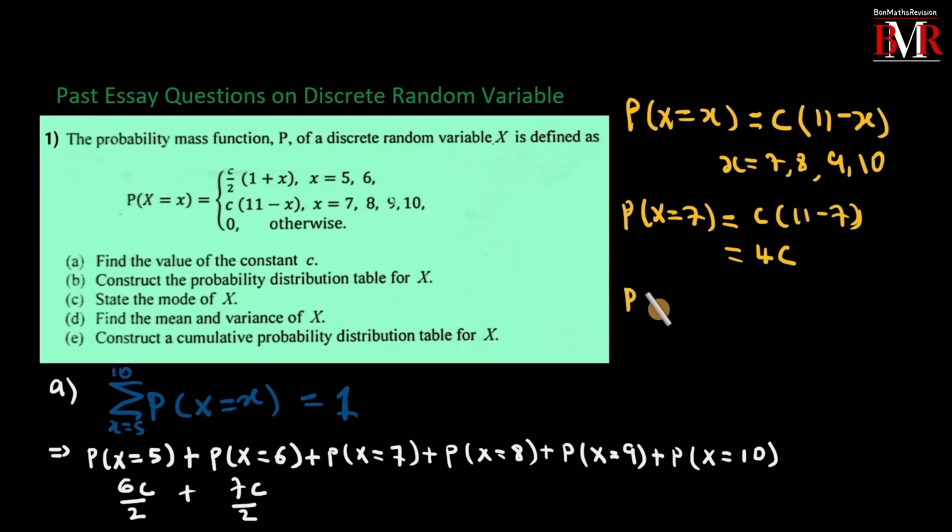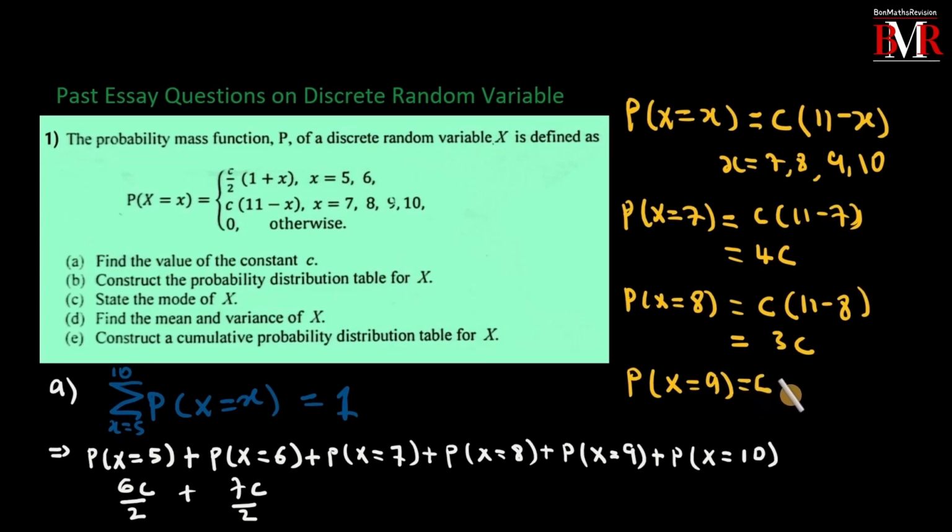Now for the probability of x equals 8, I'll have C into 11 minus 8. 11 minus 8 is 3, and 3 times C is 3C. For the probability of x equals 9, I'll have C into 11 minus 9. 11 minus 9 is 2, that is 2 times C is 2C. It means that here is 4C plus 3C plus 2C.